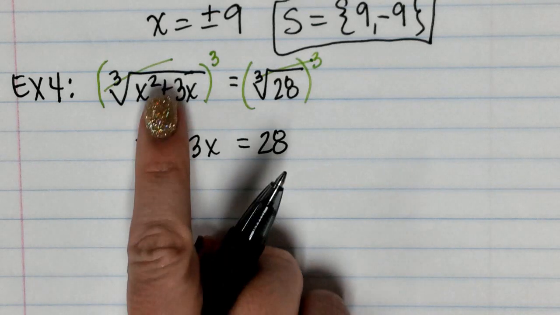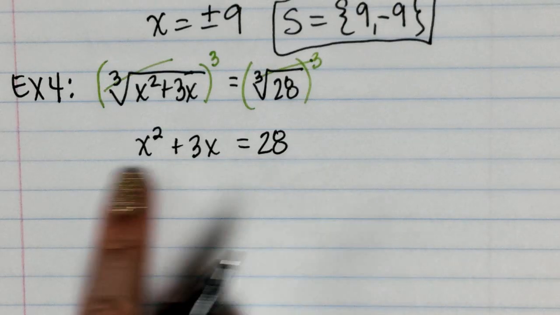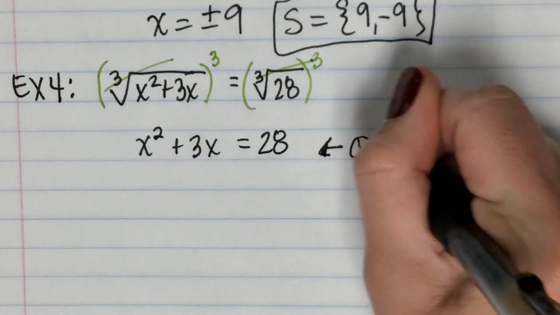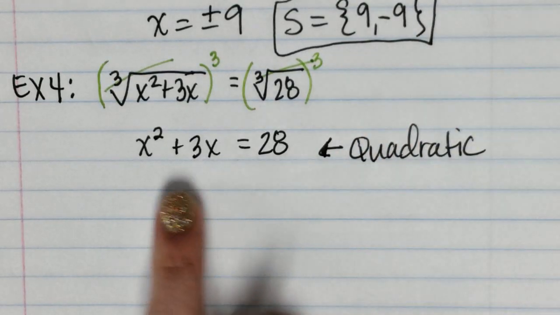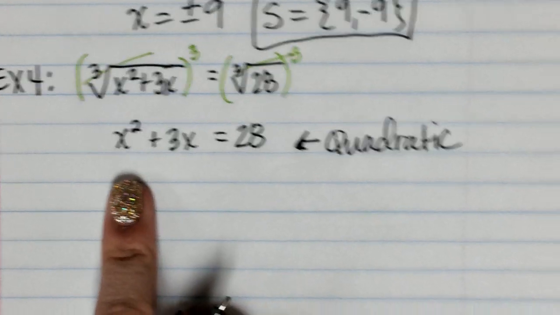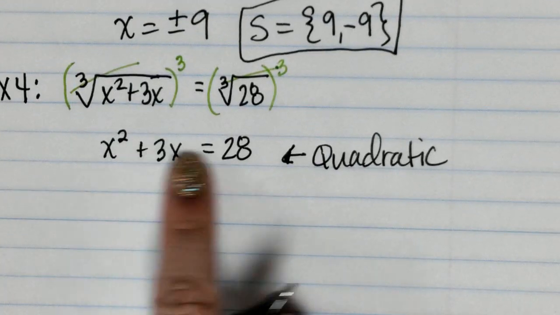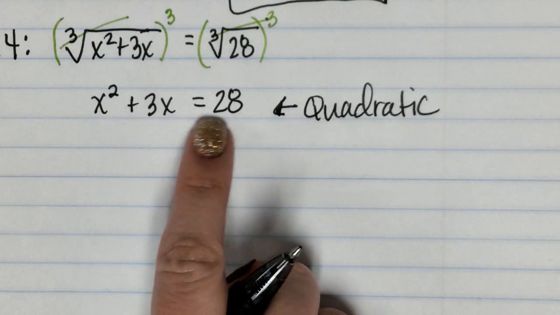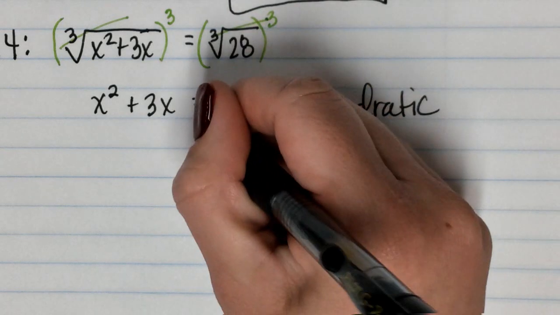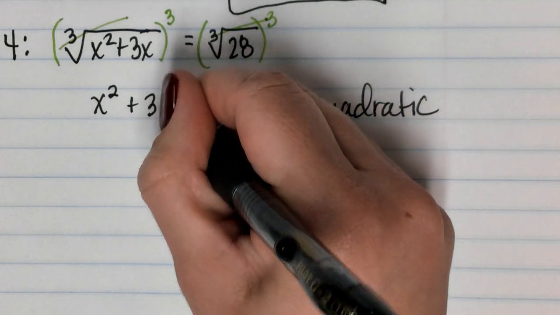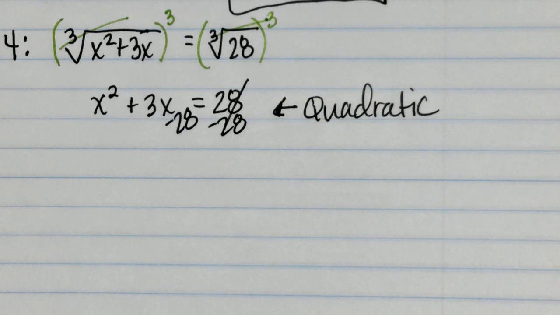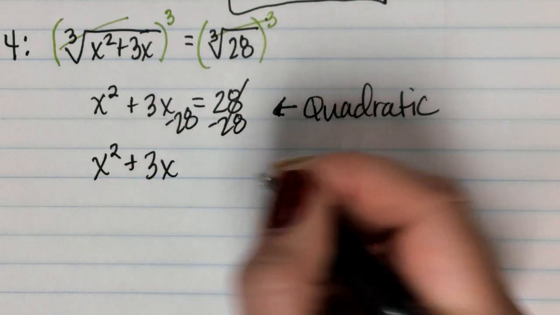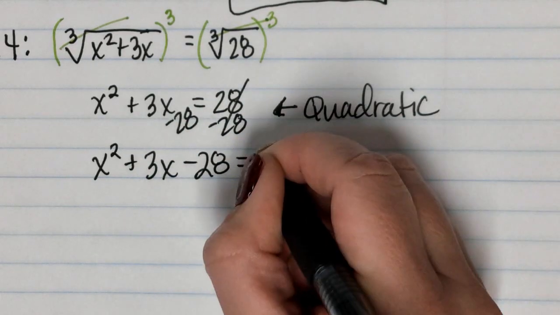Okay, so underneath all this, we had a quadratic. It revealed itself. Remember, if you got an x squared in your equation, it's quadratic. And we need this to equal 0. Everything on the same side as your x squared. So this minus 28 needs to come over here. So then we're looking at x squared plus 3x minus 28 equals 0.